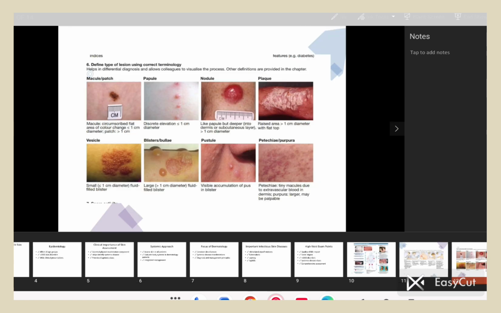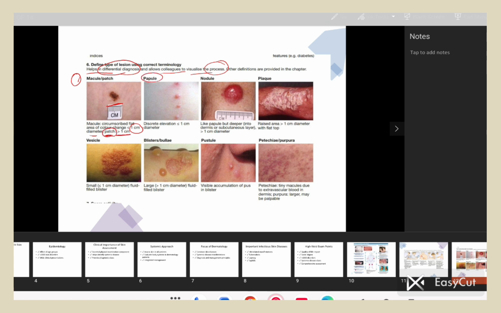Now, there are different types of lesions, so we must use correct terminology, which helps in differential diagnosis and allows colleagues to visualize the process. Number one, we have macule or a patch. It is a circumscribed flat area of color change which is less than or equal to 1 centimeter in diameter, as shown in this figure, and it is known as a patch if it is more than 1 centimeter.